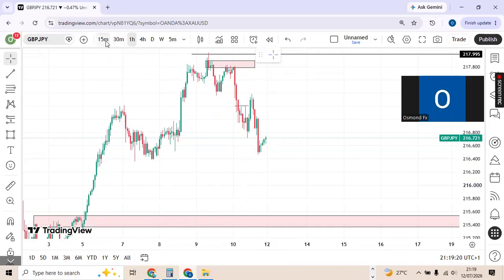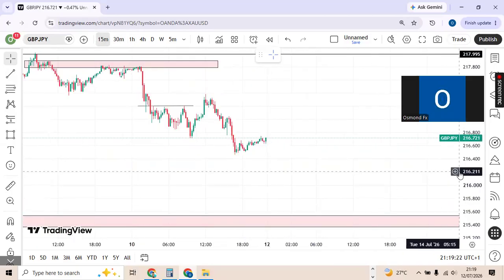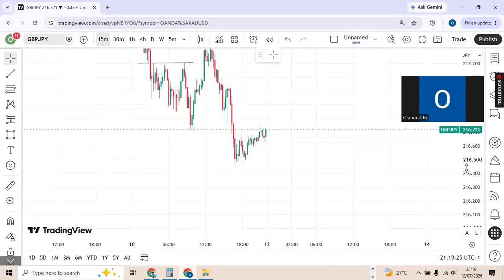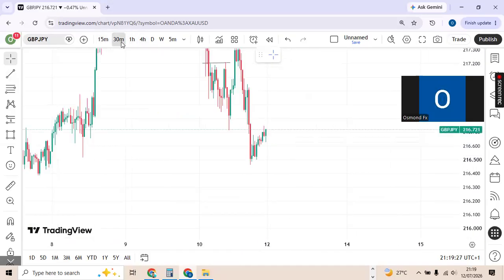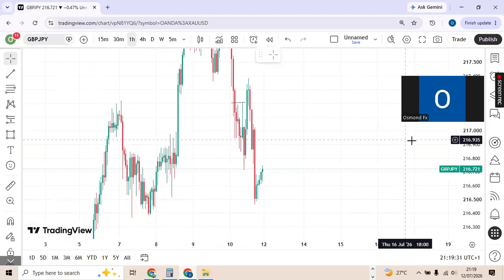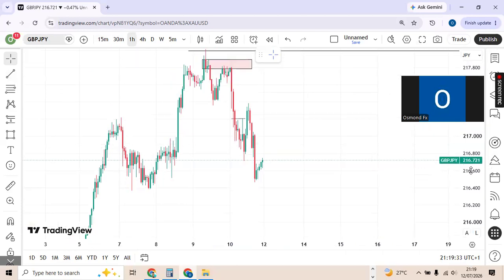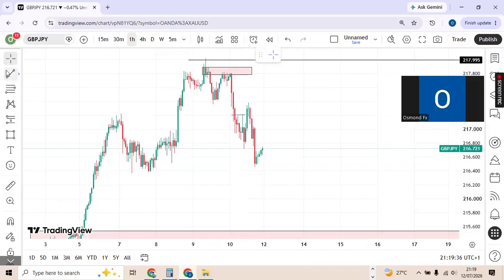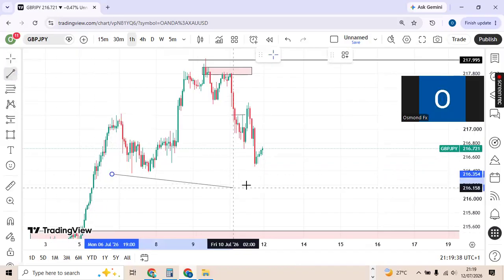So for this week, what I'll be expecting on the GBPJPY, I have to just be careful. Let me see what we're going to be expecting. I'm expecting the market to come and take out this low first.